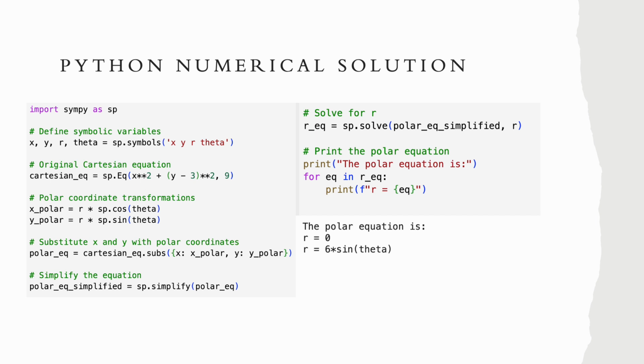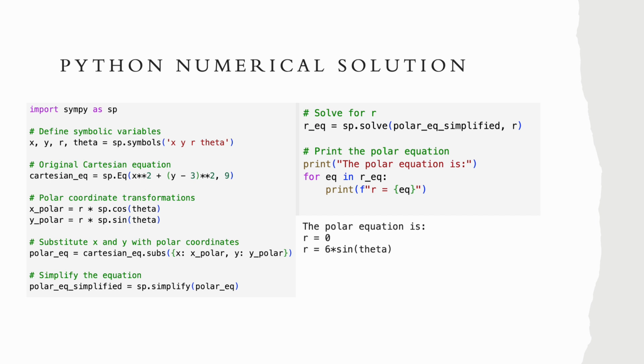Our step 5 is to substitute polar variables into the Cartesian equation. We substitute x and y with r cosine theta and r sine theta respectively into the Cartesian equation. This transforms the equation from Cartesian to polar form. Our sixth step is to simplify the polar equation. The substituted equation is often more complex than needed. The simplify function reduces it to a simpler equivalent form.